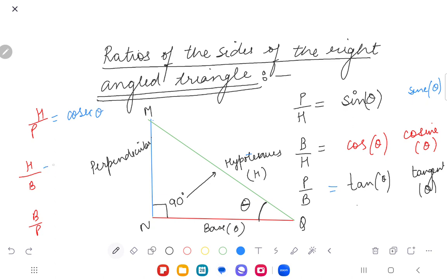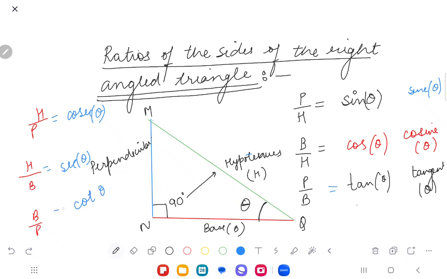H over B is called sec theta. The short form is sec theta. And base upon perpendicular is called cot theta. I'm going to put theta in bracket. Theta in bracket means that with regards to theta, we are deciding who is the perpendicular. With regards to theta, we are deciding who is the base, because hypotenuse is always the fixed value. Are you understanding? All right. So this is the concept.